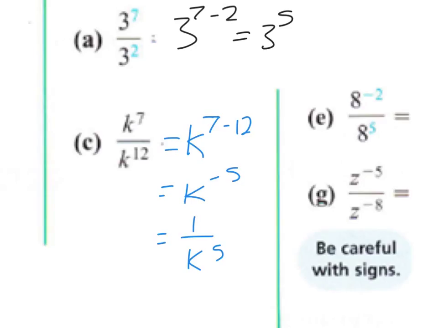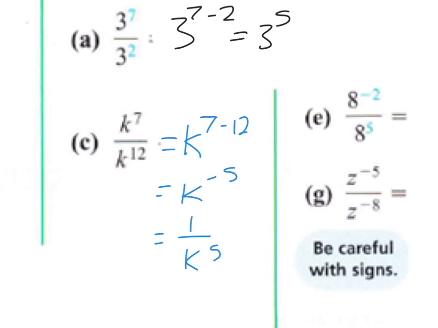So one thing I do is kind of just avoid that process of subtracting the 12 from the 7 and getting a negative and then flipping it down. I just try to look at this and say, okay, where is the k going to end up? Well, there's more k's in the bottom, so it will be in the bottom. That's where we'll have a positive exponent. Well, how many more does it have? Well, it has 5 more, so I know it will be k to the 5th power. So I do try to think of it that way.